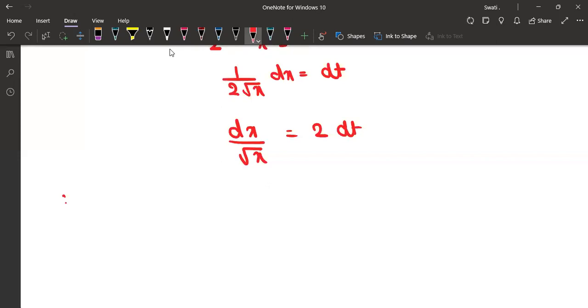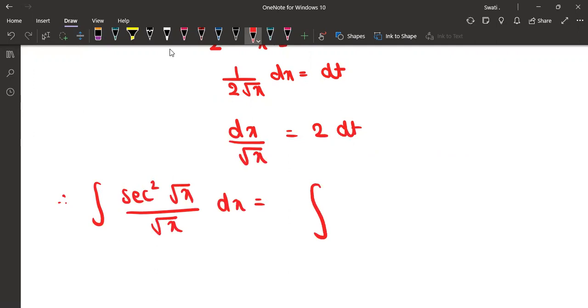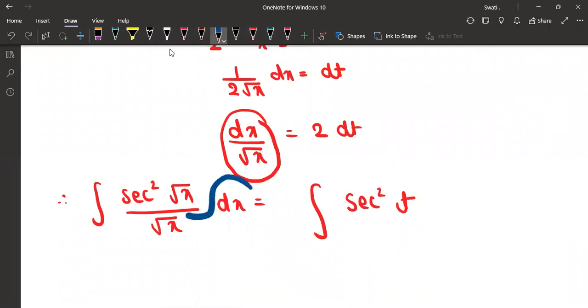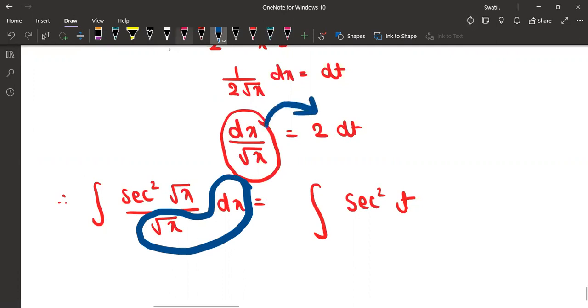Now let's rewrite the question. What was the question we had? Integration of sec square root x upon root x dx, right? Now I have taken root x as t, so I can write this as sec square t. Now, what is this dx upon root x? Can you see that we have the same term over here, dx upon root x? So in place of dx upon root x, I can put this value, that is 2 dt. So this will become into 2 dt.